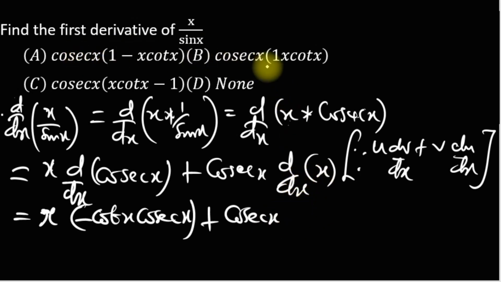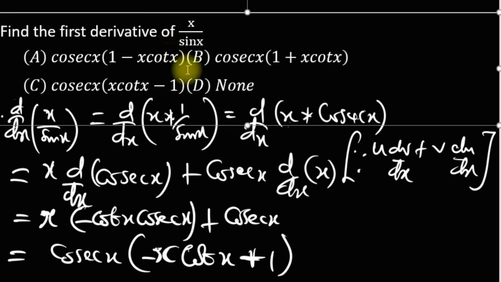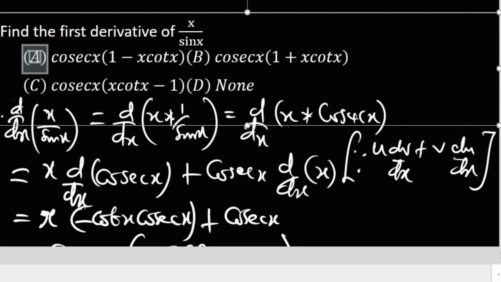So as you can see, if you notice our option, cosec x is common in both, so we'll factor out cosec x. If you factor cosec x, in this first bracket, we are left with minus x cot x plus 1. So our option is A. So A is the answer.